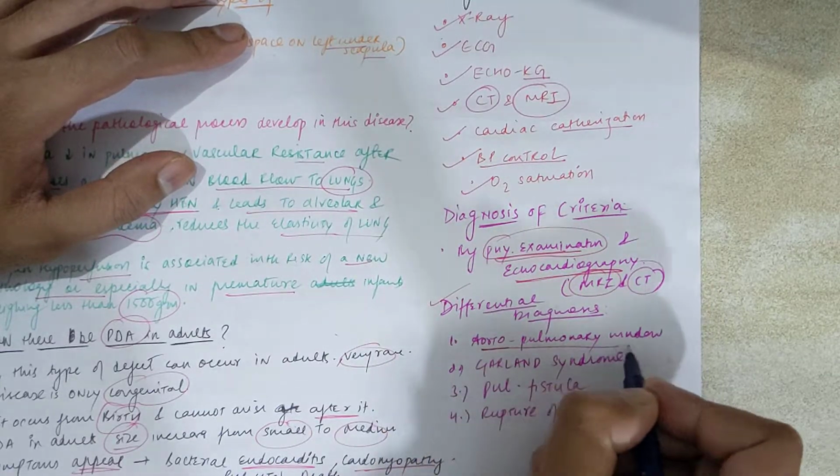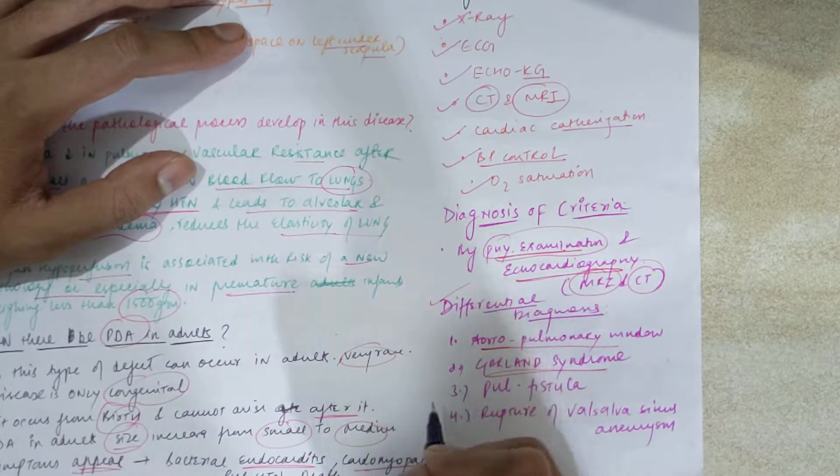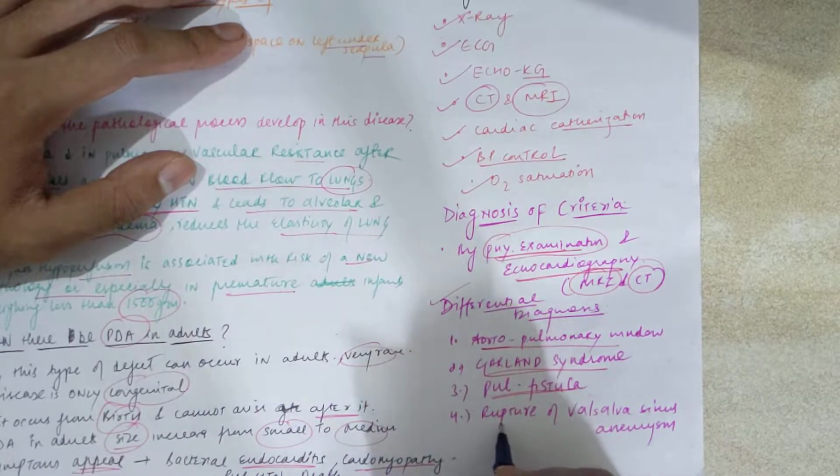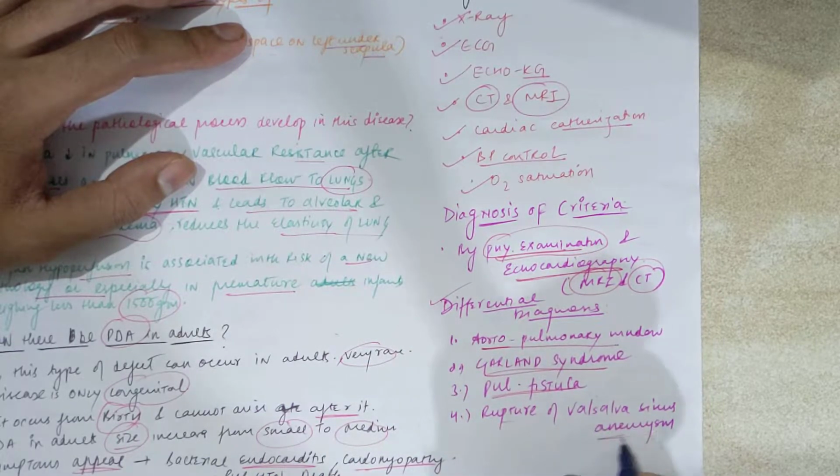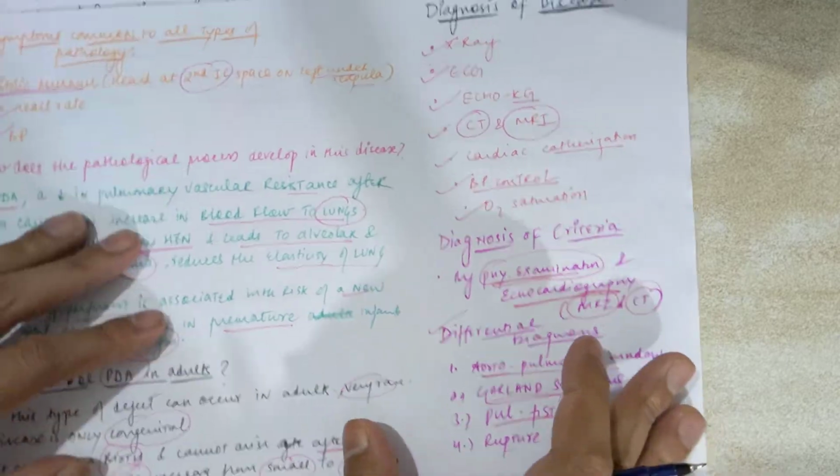Now, what differential diagnoses will we rule out? We will rule out aortopulmonary window, Gerbode syndrome, pulmonary fistula, or any rupture of sinus of Valsalva aneurysm. So any rupture of aneurysm. Now, what is the management or treatment we do?